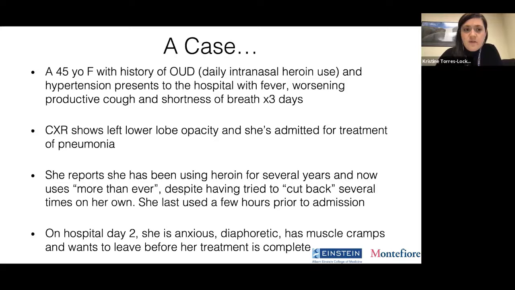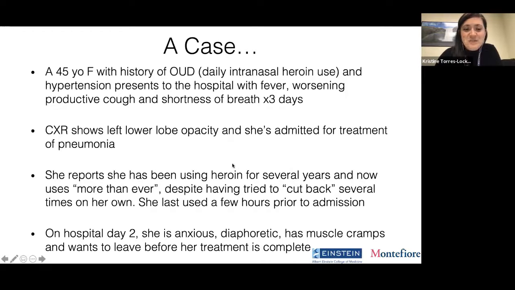There's a 45-year-old woman with a history of opioid use disorder. She has daily intranasal heroin use. She also has hypertension. She's coming to the hospital with fever, productive cough, and shortness of breath for the last couple of days. She has a chest x-ray that shows a lower lobe pneumonia, and she's admitted for the treatment of CAP. I made this case obviously pre-COVID, so.